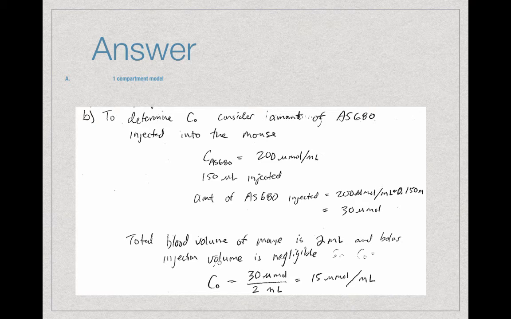I told you in the question that the total volume of the mouse blood is 2 milliliters, and we did a bolus injection. So this is not an infusion, everything went in at once. And I also allowed you to assume the injection volume is negligible. Not always the case, but in this case, to simplify things. So C0 equals 30 micromoles over 2 milliliters. So the initial concentration C0 equals 15 micromoles per milliliter.